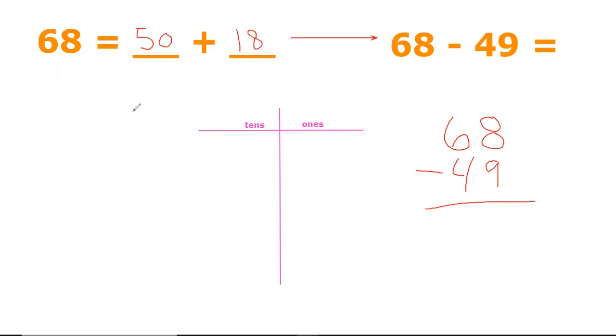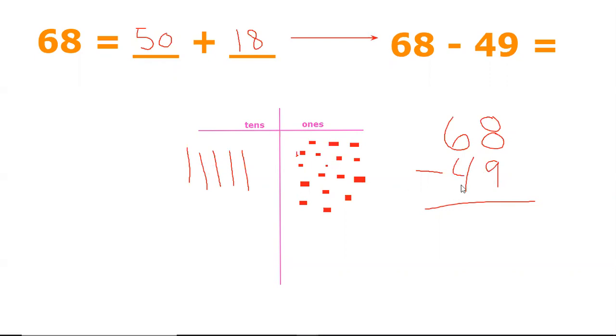So now let's draw that on my place value chart here. I've got 1, 2, 3, 4, 5 tens, and technical difficulties. I've got 1, 2, 3, 4, 5, 6, 7, 8, 9, 10, 11, 12, 13, 14, 15, 16, 17, 18 ones in there somewhere. So now I can take away and subtract my 49 from my 5 tens and 18 ones.